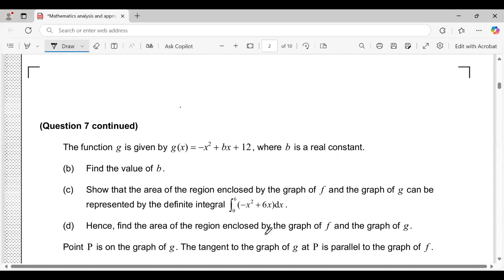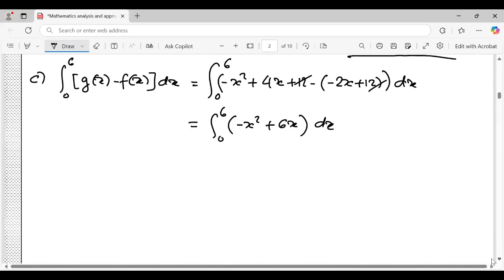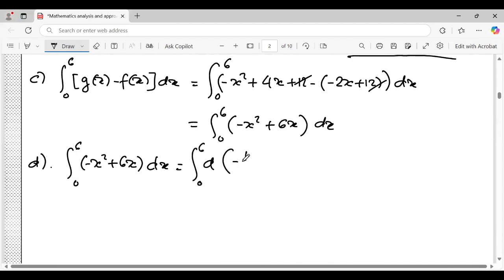Hence, find the area of the region enclosed by the graph of f and the graph of g. We are going to calculate the area. So the integral from 0 to 6 of minus x squared plus 6x dx. We need to find the integral first: minus 1/3 x cubed plus 3x squared. After that, substitute 6 and 0 into this expression.